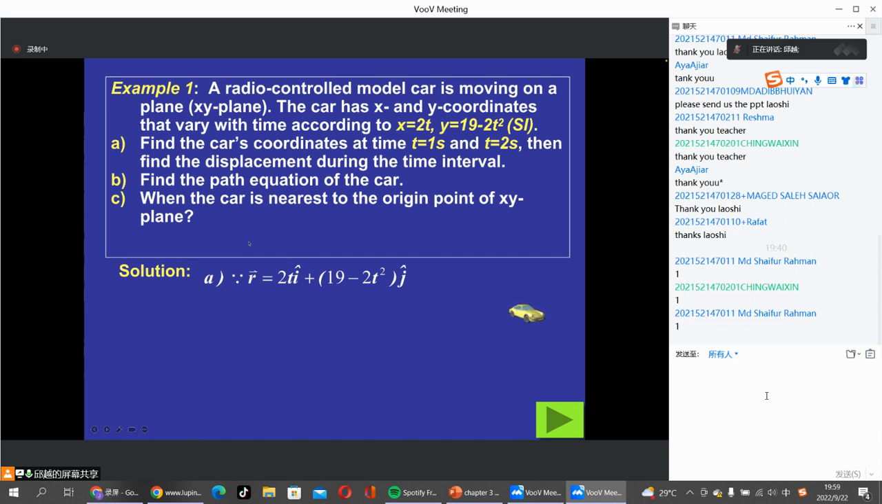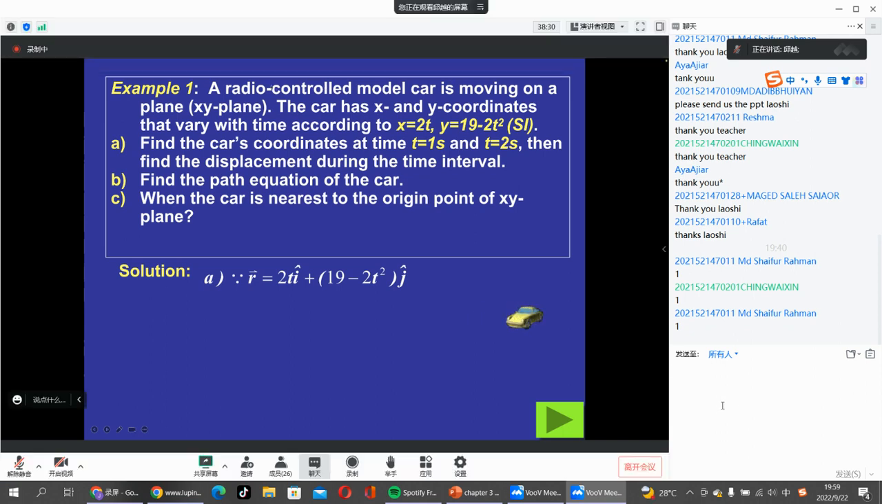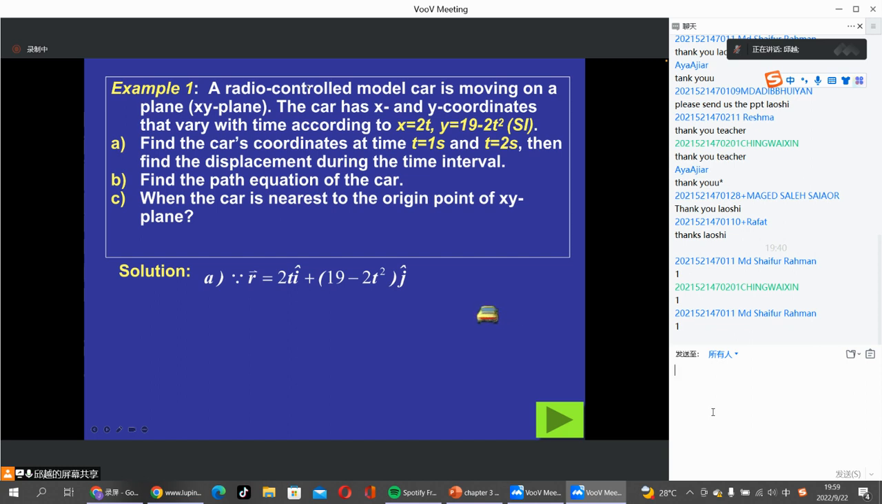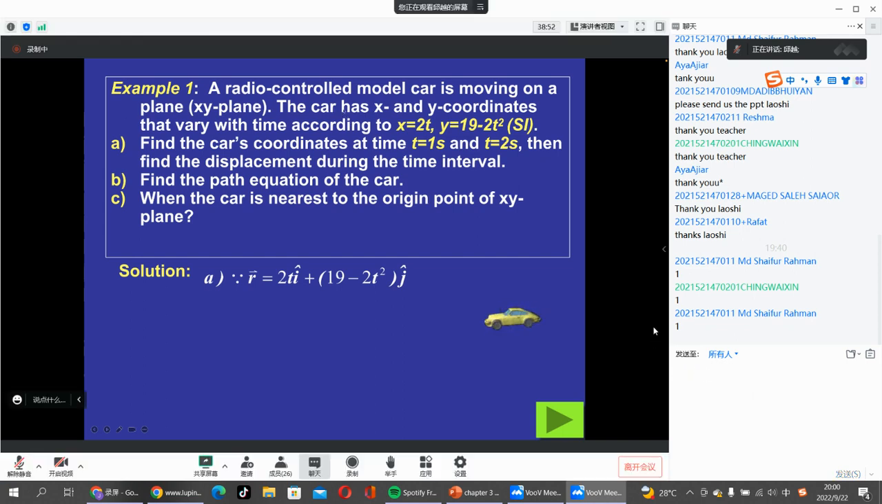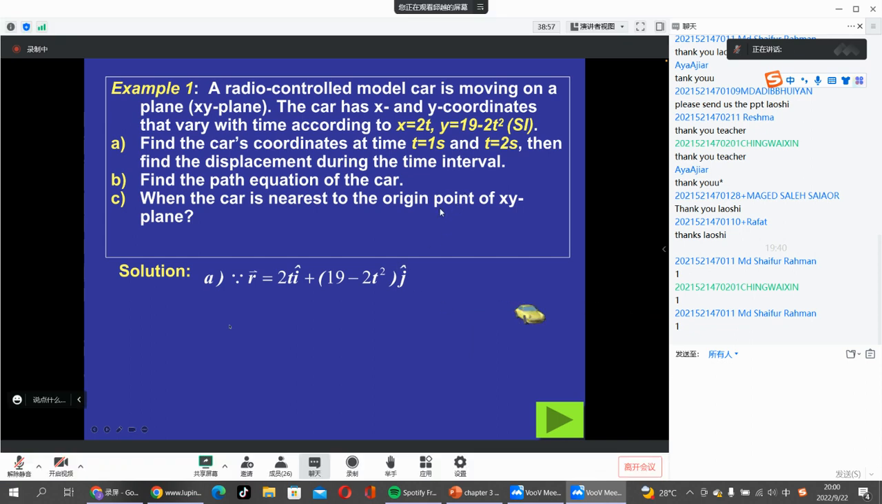No student has written down the answer. No one got the answer. Hmm, I don't think this question is quite difficult. Okay, let's see the solutions.